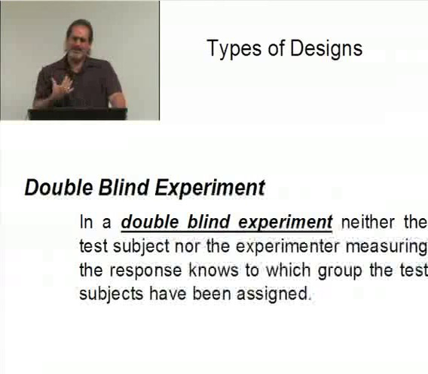real thing, there could be a natural tendency, nothing bad about this person, just a natural tendency to report the people getting the treatment are doing better than the placebo group. So we want to remove that possibility whenever we can by doing a double-blind experiment, where the people taking the measurements don't know who's getting what either.